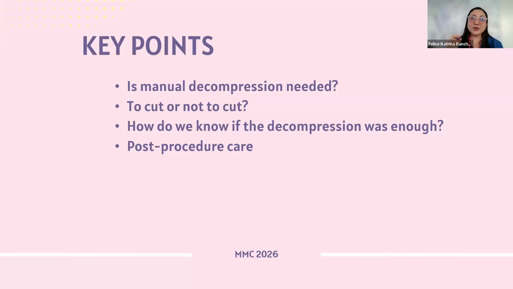So after that, we'll go through some key points. We discussed this already. Is manual decompression needed? It's only needed if you see that there's active bleeding in that orbit or active expansion of the orbit. To cut or not to cut. Not all cases of swollen orbits are orbital compartment syndrome. So again, we have to check if there's increased IOP as a sign of increased orbital pressure, and number two, any sign of ischemia or loss of function.